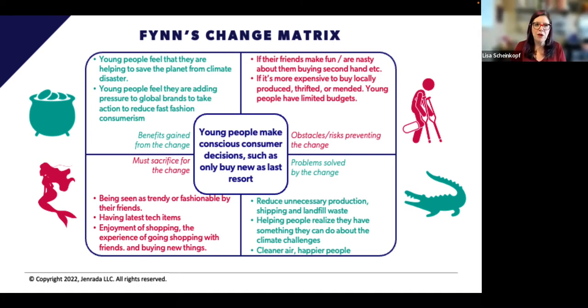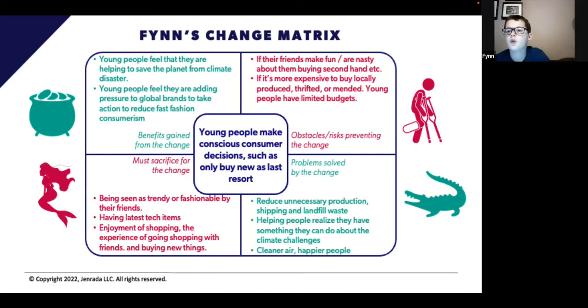How has this process helped you? How did using this process help you? Because this is a subject you've already been thinking about. When you decided to do it, what's different for you now with this tool in your hand?